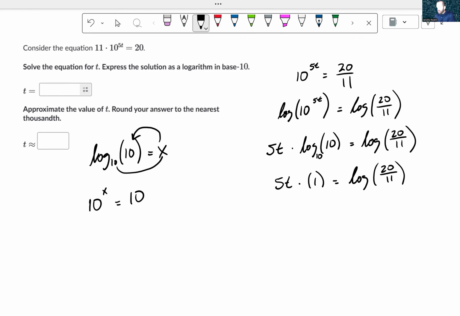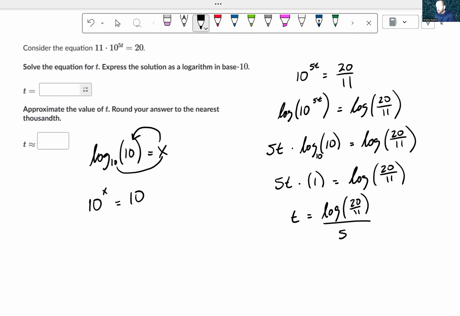Okay, so now we've just got to divide by 5 to get what t is. So we divide by 5 on both sides. We get t is log 20 over 11, all divided by 5. And it wants us to write this as a logarithm base 10.